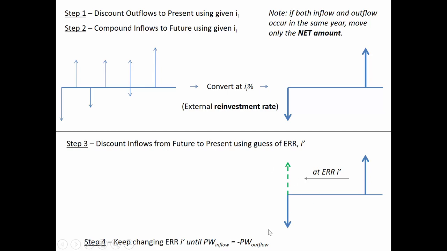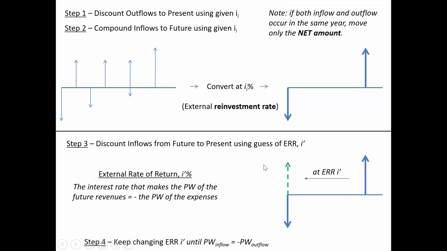So one of the things that makes this a little bit confusing, I think, is the fact that external reinvestment rate and external rate of return have some of the same words. They both say external, and they both have the word rate. But don't let that fool you. Keep it separate. The external reinvestment rate is given. The external rate of return is unknown, and that's what we're solving for.